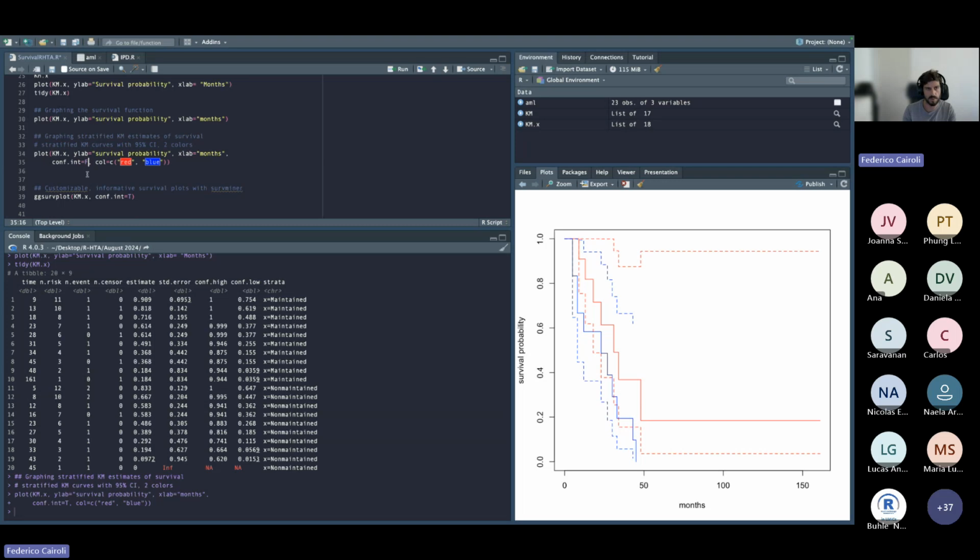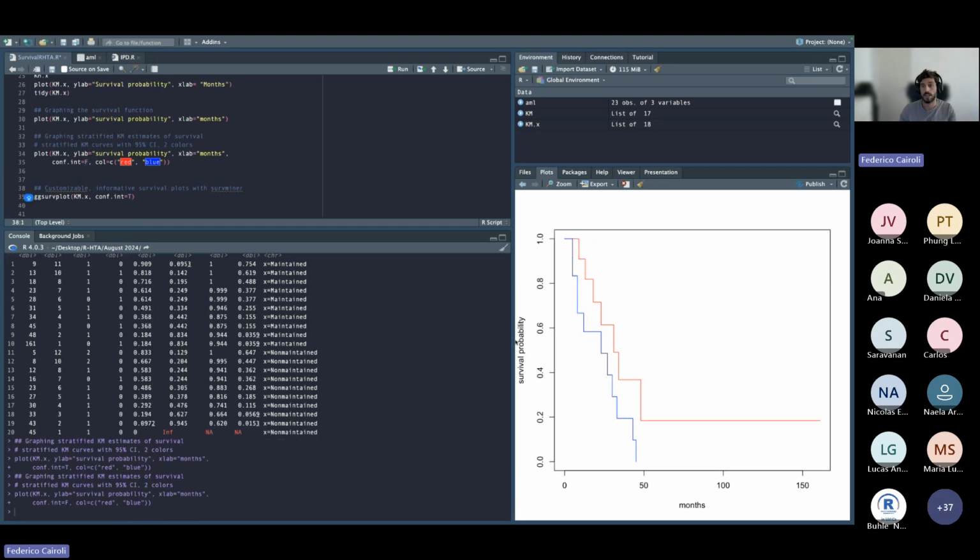Let's avoid the confidence interval to understand better again. Sorry, red one for the treatment arm and blue one for the comparator in this case.